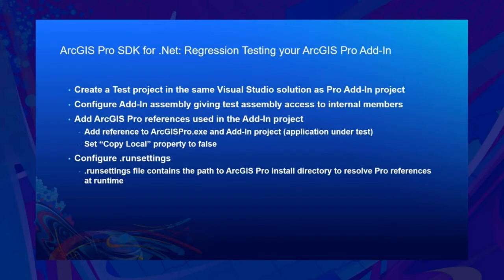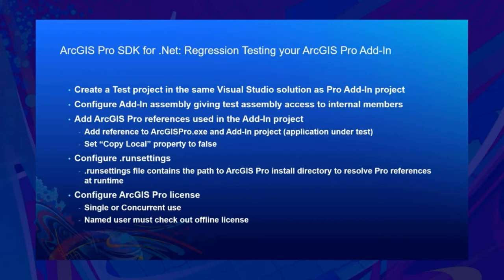Test projects will need to configure a .runsettings file. This file contains settings that help the test runner resolve ArcGIS Pro binaries at runtime. Additionally, we could also set default properties like timeout, platform architecture, and deployment settings.